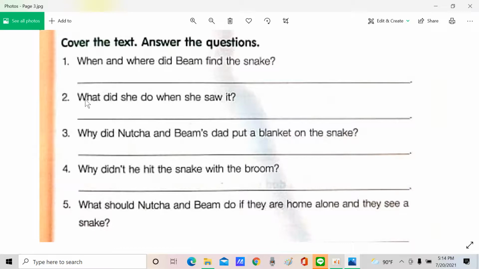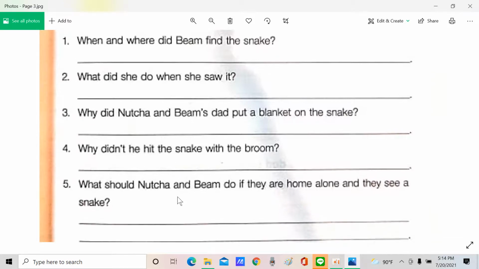Number 2, what did she do when she saw it? What did Beam do when she saw the snake? Again, the answer is found in the passage. 3, why did Natcha and Beam's dad put a blanket on the snake? Can you remember? I was explaining a while ago why their dad covered the snake with a blanket. So why? Again, the answer is found in the story. 4, why didn't he hit the snake with a broom? Why didn't their dad hit the snake with a broom? Again, the answer is found in the story.